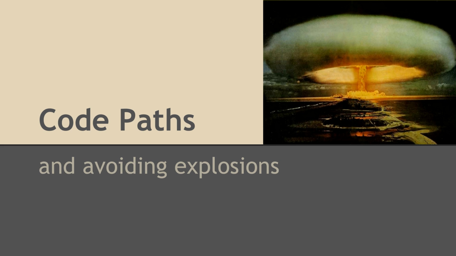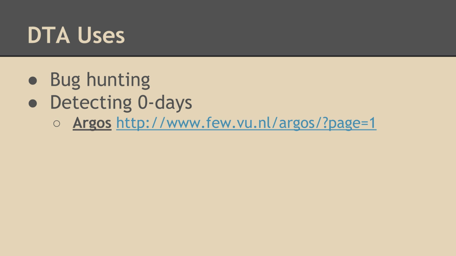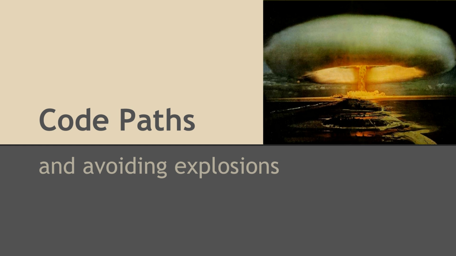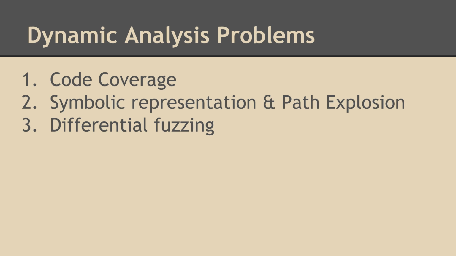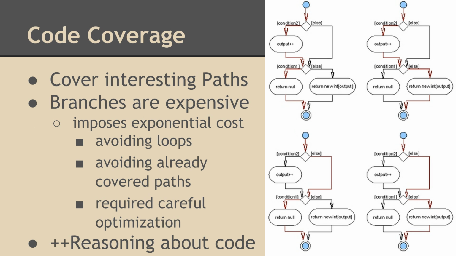So now that we've covered taint analysis in theory and how it's done in practice, to determine whether or not a vulnerability exists by exploring how things end up transforming in memory and how user input specifically taints regions of memory, let's talk about code paths and talk about code coverage. And these other topics, symbolic representation and differential fuzzing, come into play here.